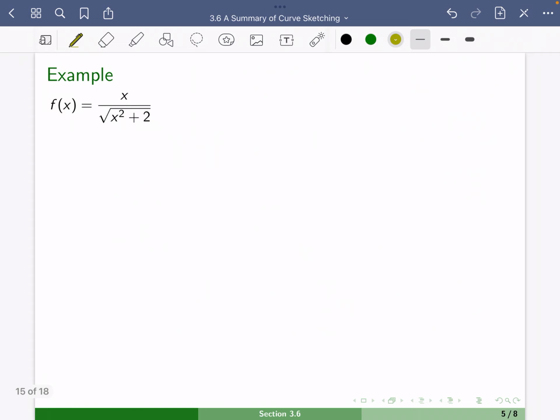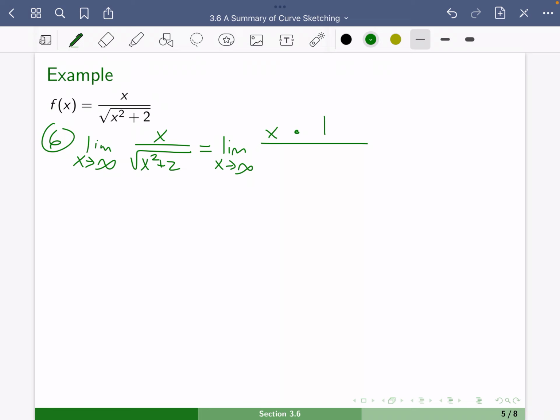And then let's look at the end behavior. So the limit as x approaches infinity of x over the square root of x squared plus 2 is equal to the limit as x approaches infinity. We can factor out an x on top, and factor out a square root of x squared on the bottom. This square root of x squared is just x itself, for values of x that are positive. And so those cancel, and we get 1 over 1, or 1.